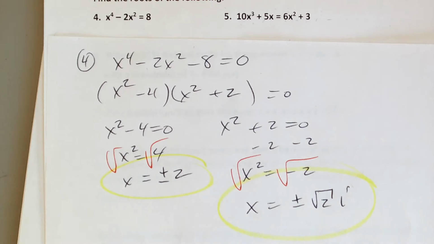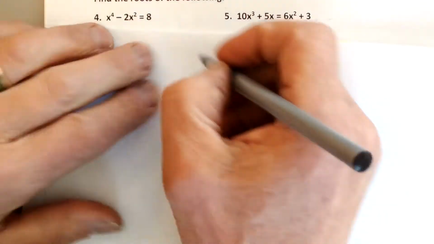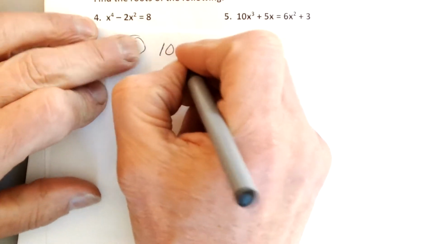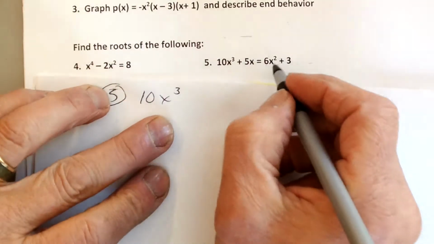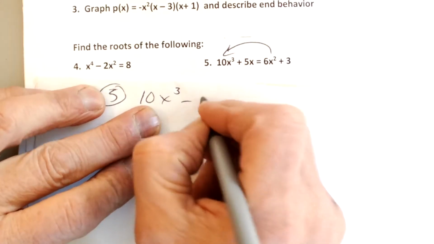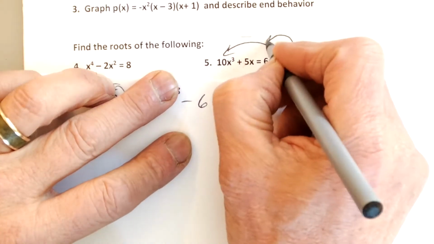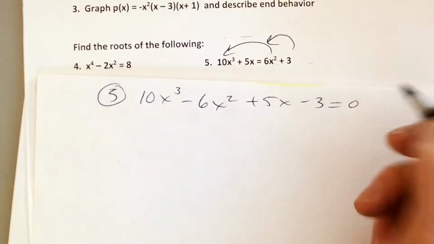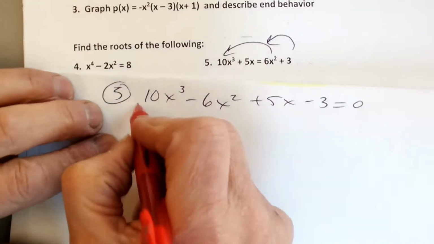Okay, number 5. Again, I'm kind of going through this fast because you could always pause it, kind of doing your homework for you. On number 5, I have a 10x cubed, oops, sorry about that, 10x cubed, and I'll bring over a minus 6x squared plus 5x, and I'll bring over a minus 3 equals 0. Okay, 4 terms, so I'm going to factor it by grouping. So I'm going to group them.